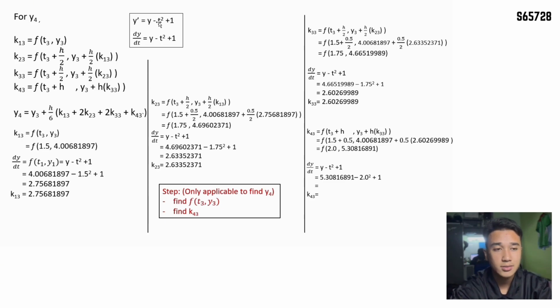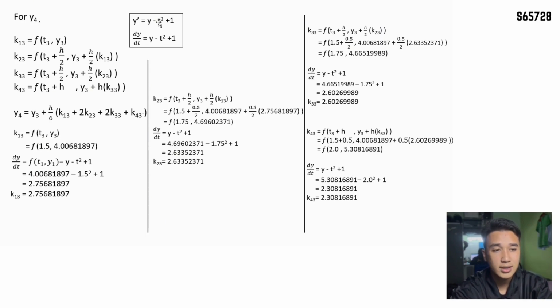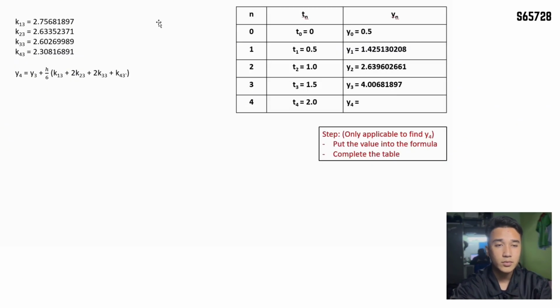And then we substitute the answer in the formula, which is y minus t square plus 1, and then we get the answer 2.30816891. Finally, we get the four values of k13, k23, k33 and k43.